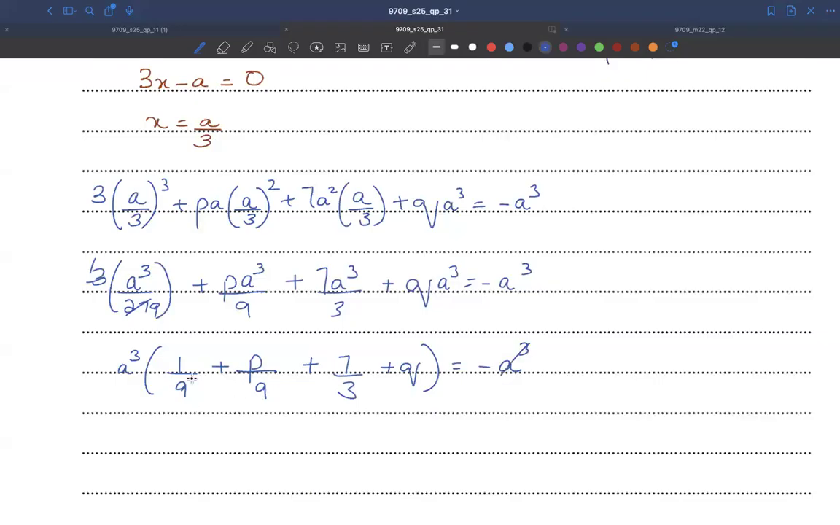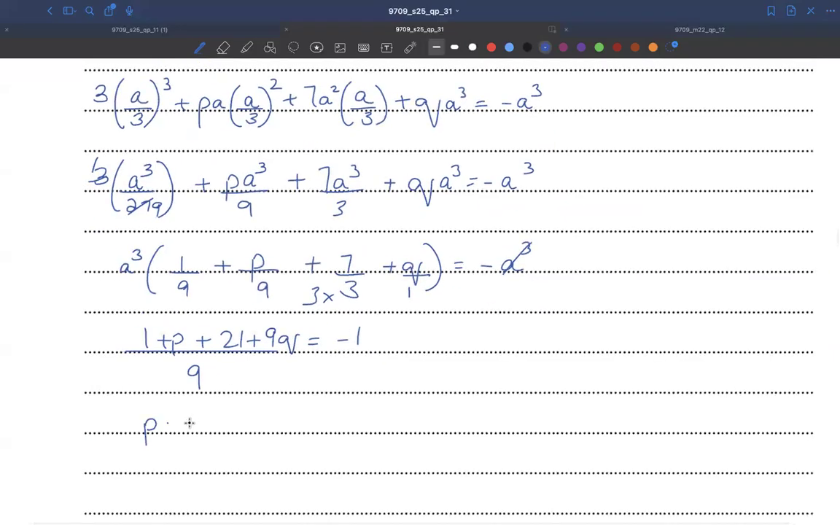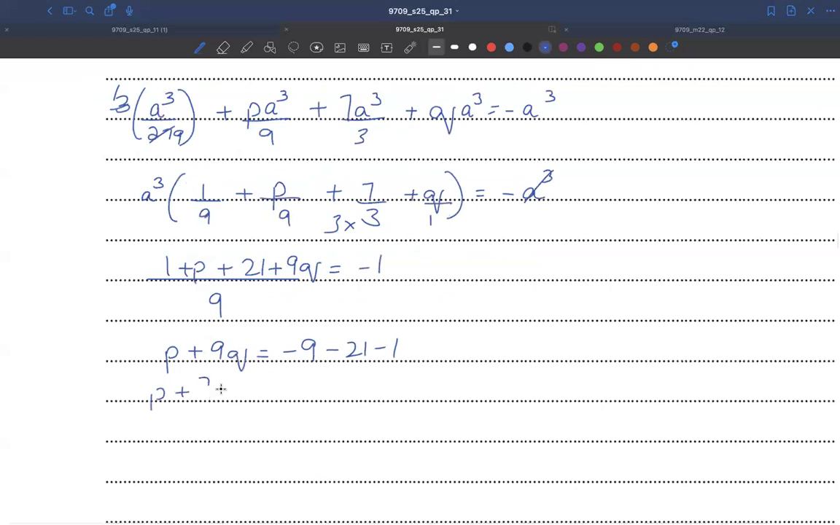So we'll get 1 upon 9 plus p upon 9 plus 7 upon 3 plus q equals to minus 1. We can simply take the LCM as 9 over here. So this will become 1 plus p plus, so this will multiply by 3. So this will become 7 times 3 is 21. This will multiply by 9. This will become 9q equals to minus 1. Simplifying, we'll get p plus 9q is equals to minus 1 minus 21. And then this will become minus 21 and minus 1. So finally, our second equation would be p plus 9q equals to minus 31.